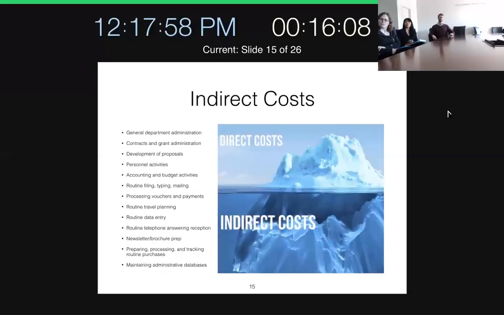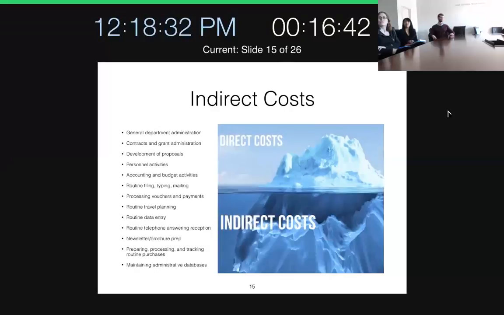So like I alluded to, we're talking about general departmental administration, contract and grant administration, development of proposals, all the accounting, all of the payments and travel and personnel and website administration. If you look at our rate agreement, you'll see there are chunks of money that go to facilities and to the library and to labs. In the hard sciences, think about how much electricity they must be using to run some of those machines. We're inclusive of all of those extra costs. That's what's really trying to be captured here with indirect costs.